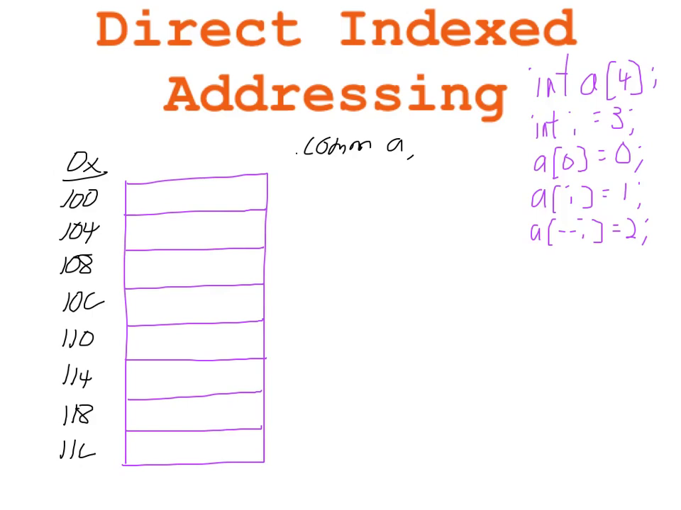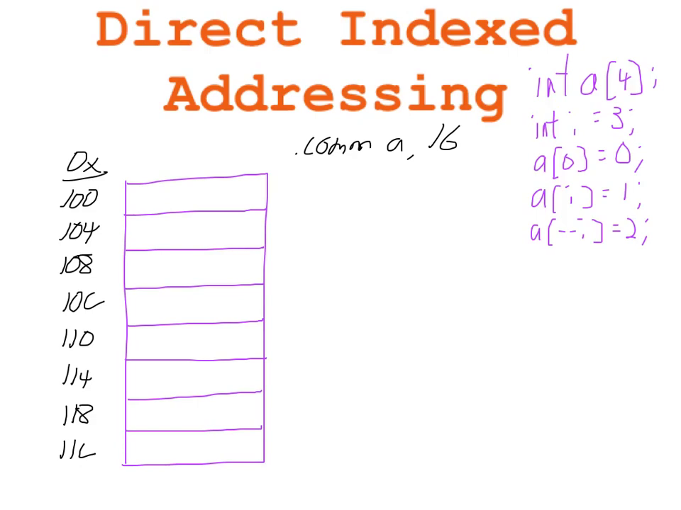Because we know an integer in a 32-bit machine is 4 bytes. But because this is an integer array, the total size is going to be the size of an integer times the size of the array. So the size of an integer is 4. The size of our array is also 4. Therefore, we're going to put 4 times 4, or 16, as the size of A.